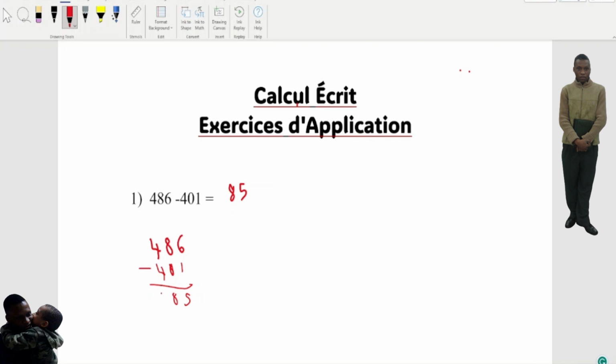4 minus 4 equal what? 0. But we don't need to put that. So this is the answer. Okay, we don't have to put this 0. Just forget about it. You don't put 0 here. Okay, we don't need to put a 0 there. No. So this is the answer, 85.